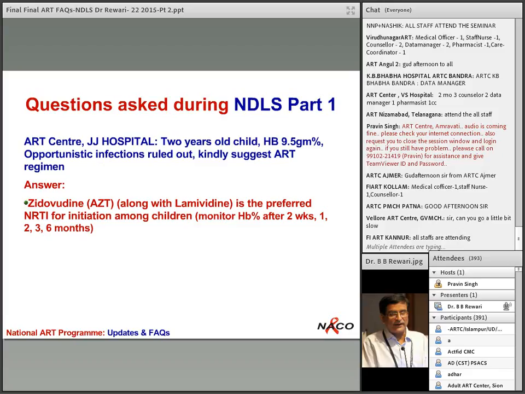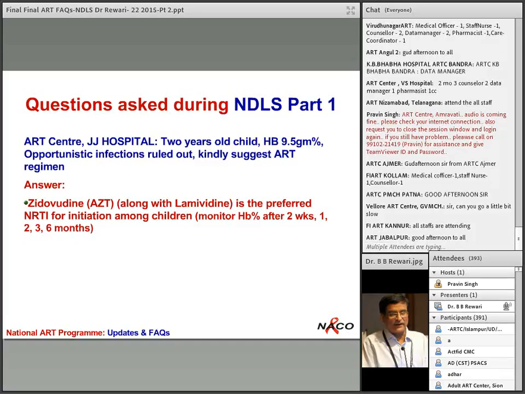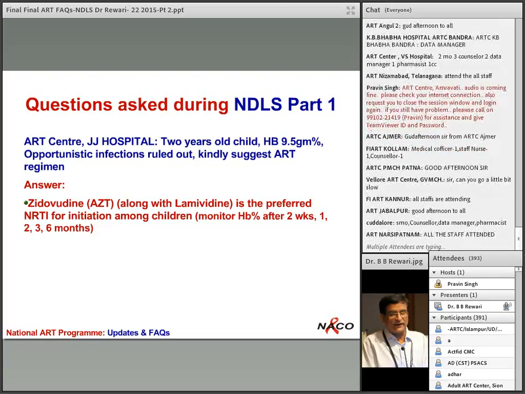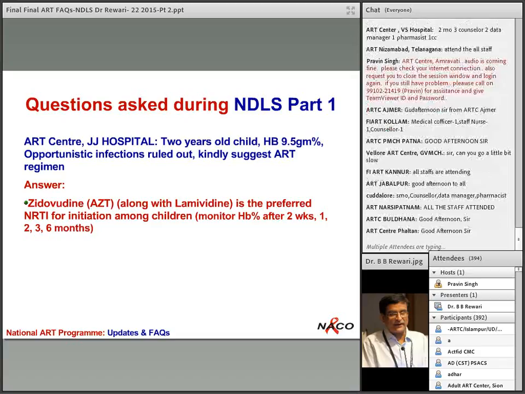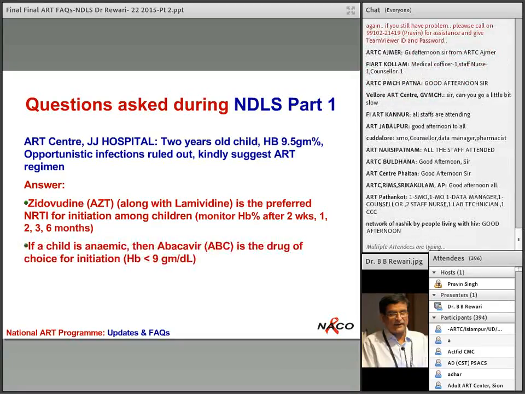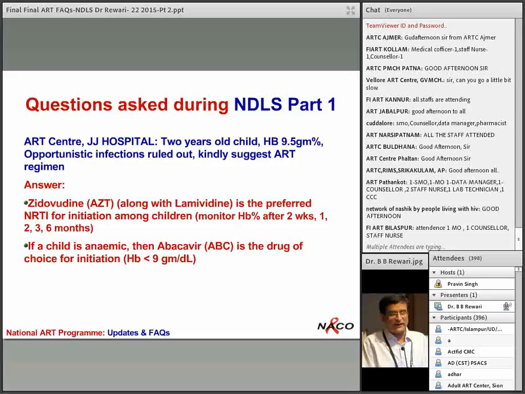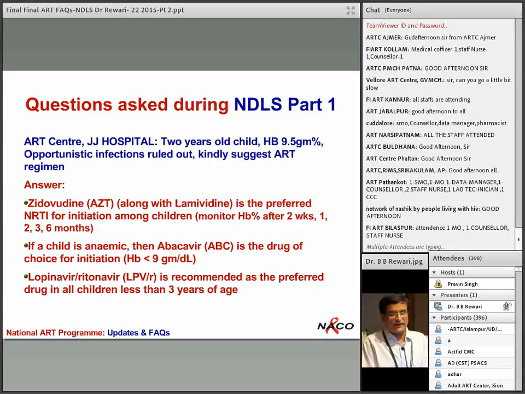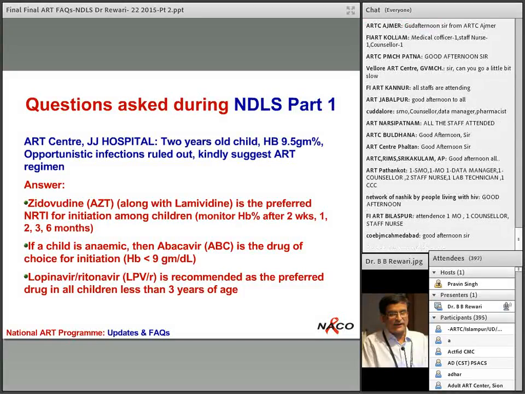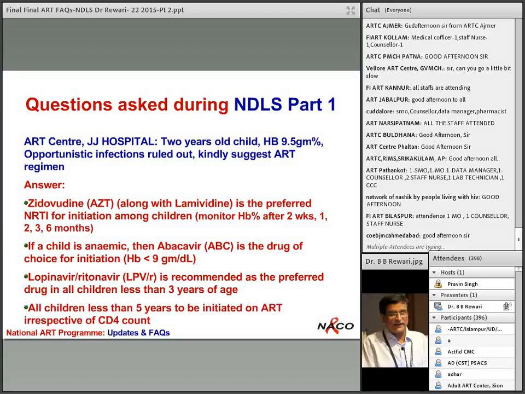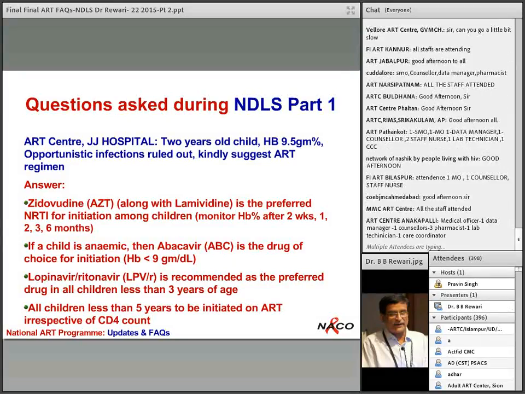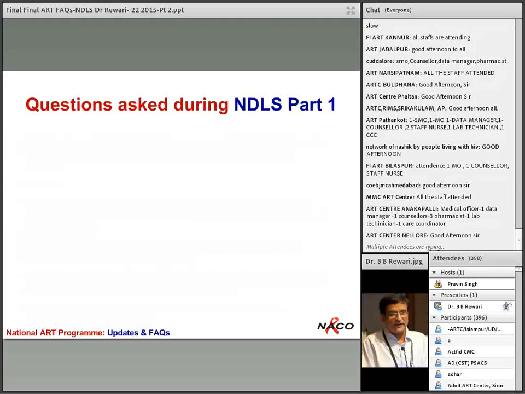But from our ART assessment, we have noticed that only 10% of centers are following these guidelines of regular hemoglobin monitoring after initiation on zidovudine. So that is a caution we have to see. If you initiate, you have to monitor hemoglobin. If the child is anemic, with hemoglobin equal to or less than 9, then we can use Efavirenz, and lopinavir ritonavir is recommended because this child is less than 3 years. All children less than 5 years are to be initiated on ART irrespective of CD4 count, just to re-emphasize.